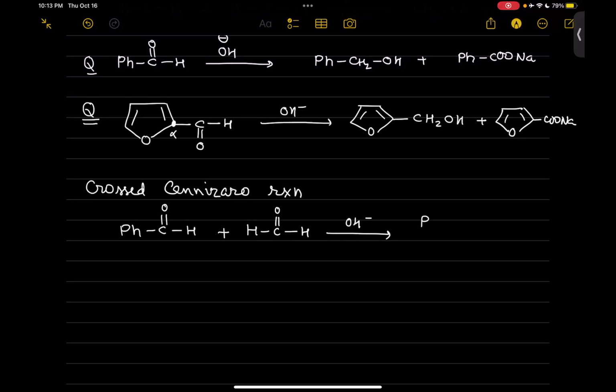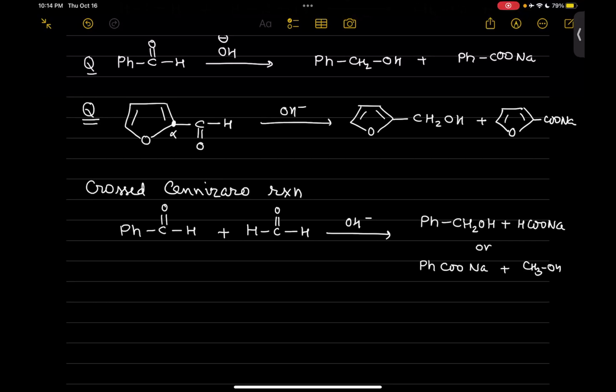So I'm showing both the options. This is one option in which I have reduced the benzaldehyde and oxidized the formaldehyde to sodium formate, or I can oxidize the benzaldehyde to benzoic acid and reduce the formaldehyde to methanol. Getting my point or not?